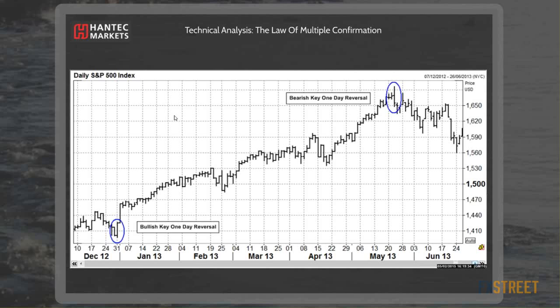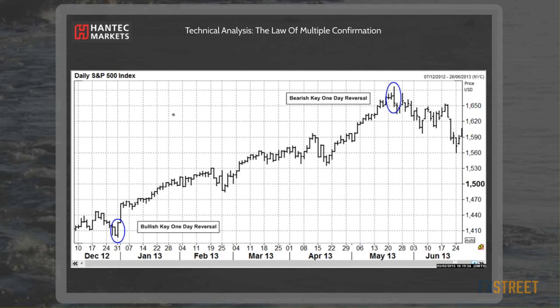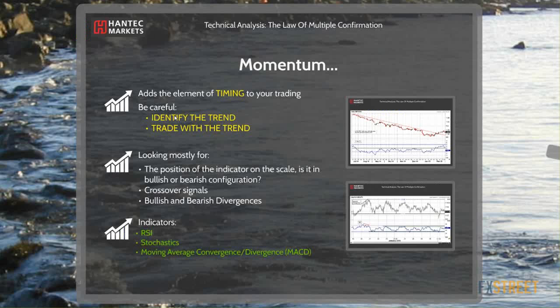Now, onto probably my favourite set of indicators, which are the momentum indicators. That is RSI, stochastics, and moving average convergence divergence, or the MACD lines.